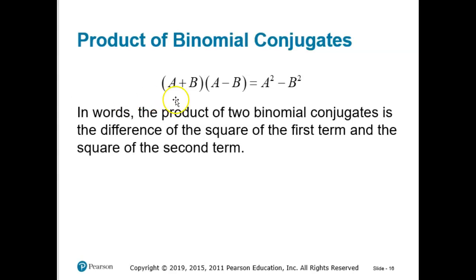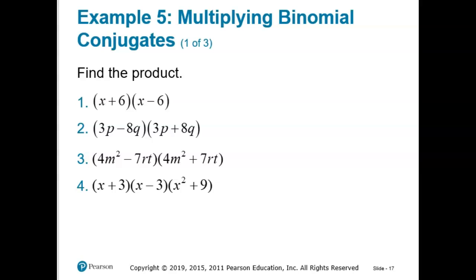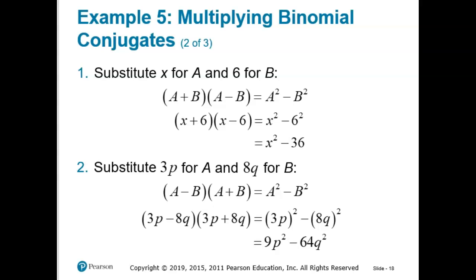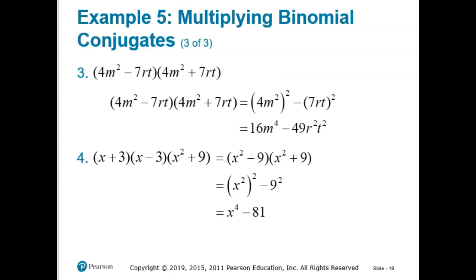When you're multiplying binomials where there are conjugates, meaning one is addition and one is subtraction, you simply have to multiply the square of the first term and the square of the last, because the middle will fall out. So if you're looking at number 1, x plus 6 times x minus 6, you square the first term, which is x squared, square 6, and you get 36. So that one will become x squared minus 36. And you can see as we continue through that these will all be the same: 9p squared minus 64q squared, 16m to the 4th minus 49r squared t squared, and lastly, x to the 4th minus 81.